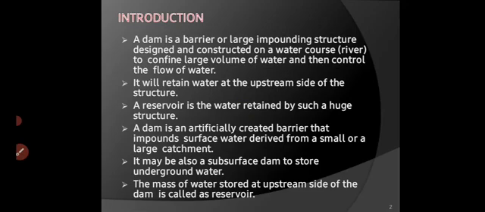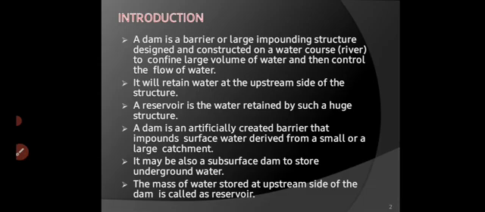Let's see. A dam is a barrier or a large impounding structure designed and constructed on a water course, meaning a river, to confine a large volume of water and control its flow. So a dam is nothing but a barrier of some construction material. Why is it constructed? It is constructed to store water on its upstream side. So for storage of water, one barrier is constructed on a river, which is known as a dam. It will retain water at the upstream side of the structure.